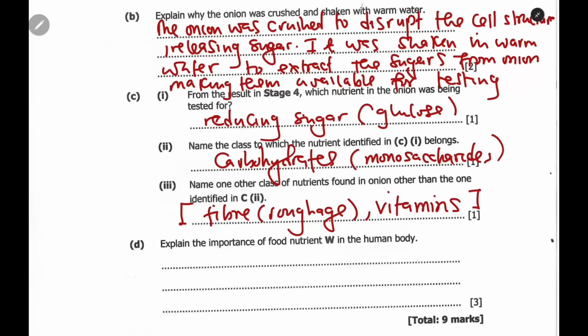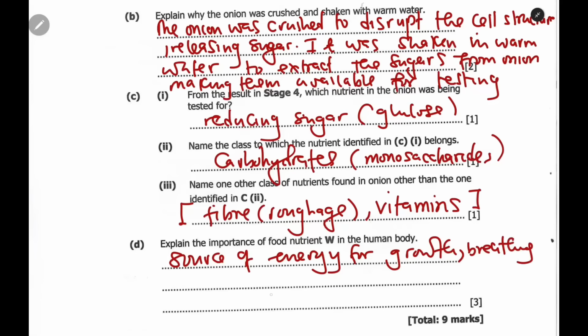Question D, explain the importance of food nutrient W in human body. So explain the importance of sugar in human body. One, source of energy for growth. Energy is not only used for growth, but all other processes. So one, source of energy, then for growth, breathing, and all those processes that require energy. Then also it is necessary for proper cellular functioning.